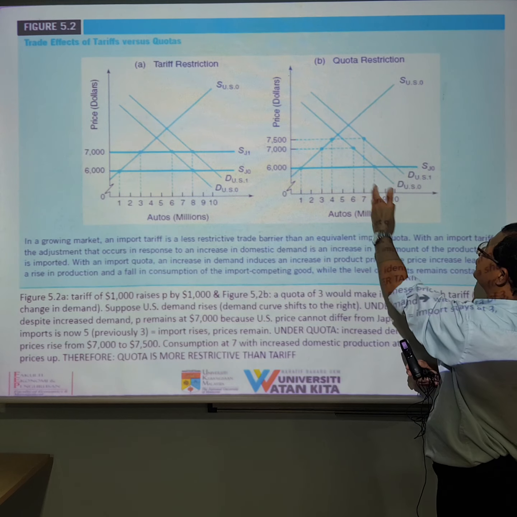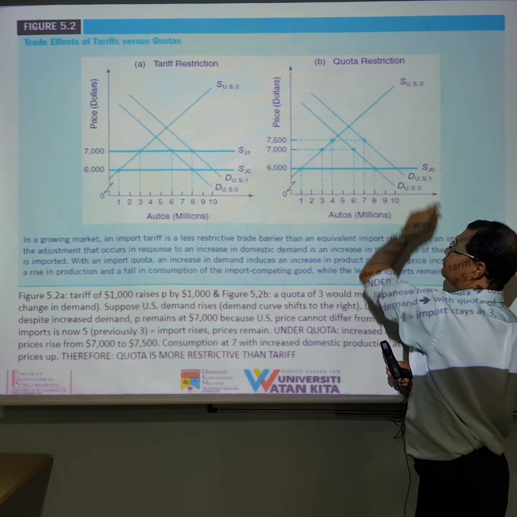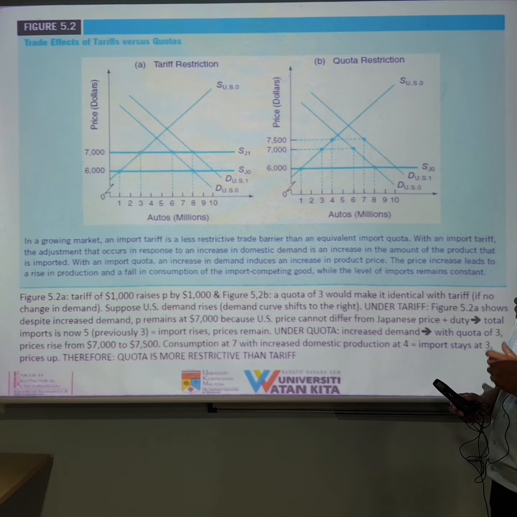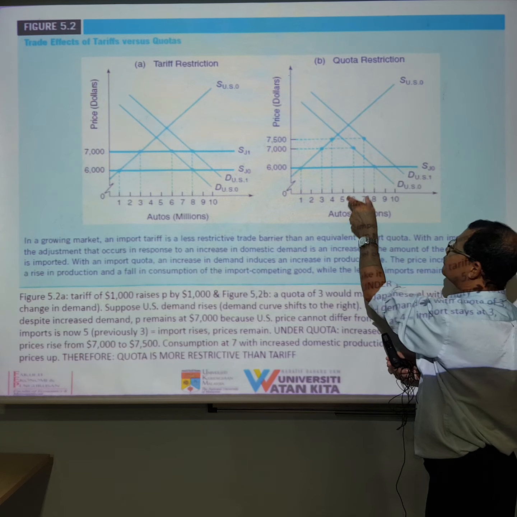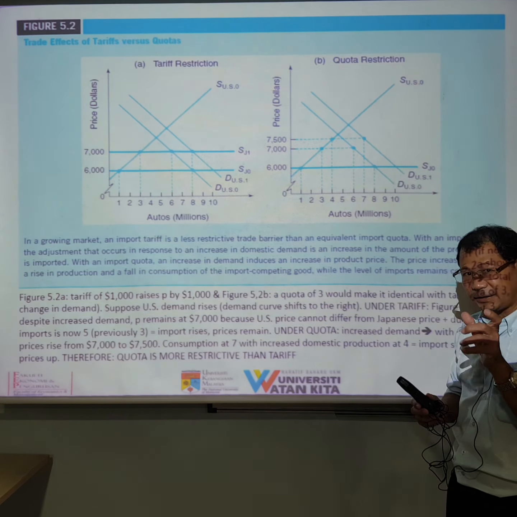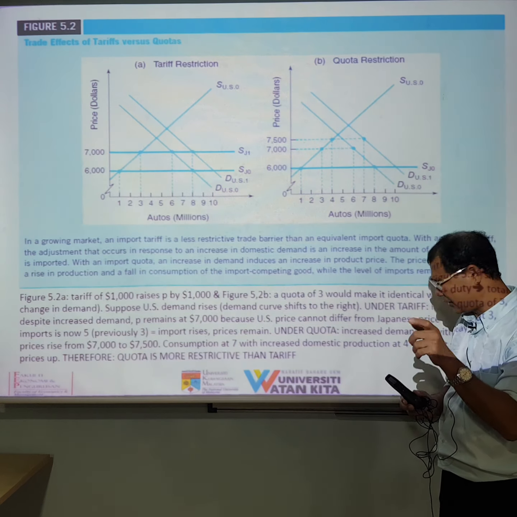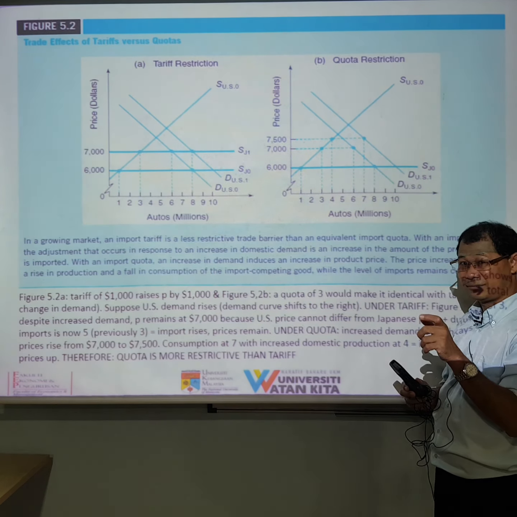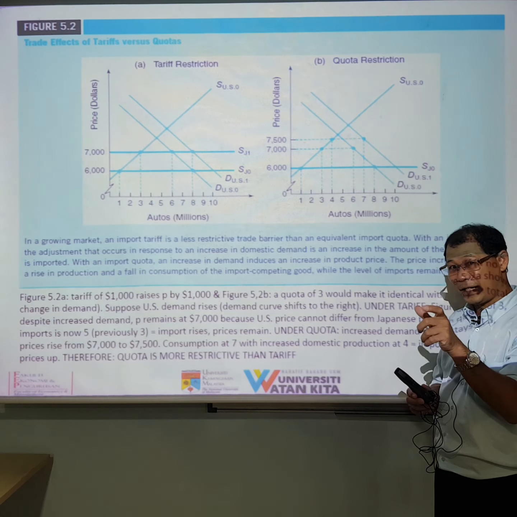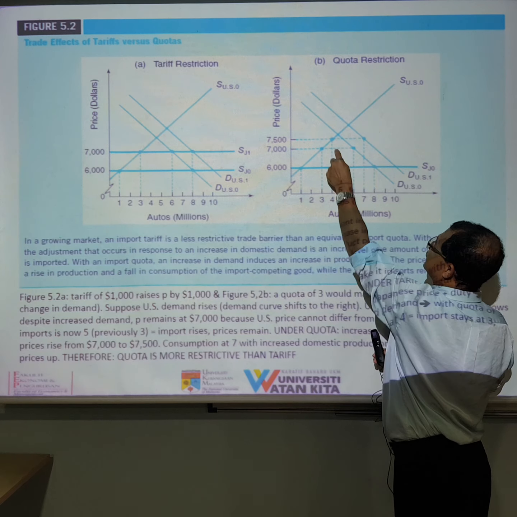Here, look at this. Demand, supply, and free trade. Under tariff, bring up the 3. Suppose 3 is the amount of the tariff. The amount of quota given to us, the quota is 3 units only. So, get the 3.